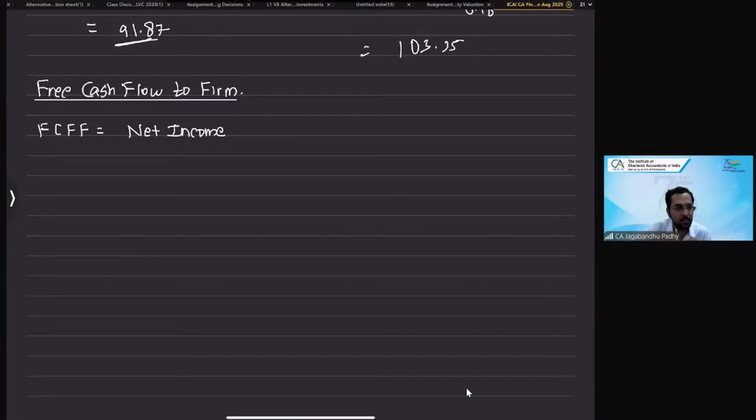When we talk of net income, it is profit after tax. So free cash flow to the firm is net income, which is profit after tax. To that, you add the interest expense, because we are looking at free cash flow for the firm. So for the entire entity as a whole, how much cash flow are we receiving? It's going to be net income plus interest expense into 1 minus T. We make it an after-tax figure into 1 minus T.